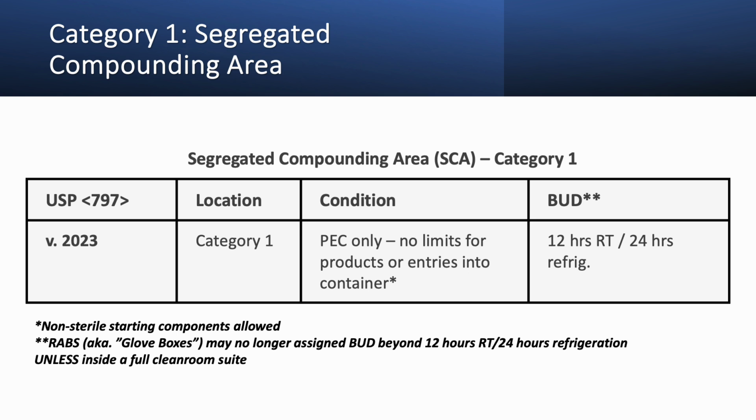As opposed to the older USP, where it set limitations on segregated compounding areas, there's no longer any limitations to the amount of products or the number of entries you make into a container for Category 1. It is important to understand that a RABS, or what's known as a glove box, must be located in a full cleanroom suite to get longer beyond use dates. If a RABS is placed inside of a segregated compounding area, you must only give 12 hours at room temperature or 24 hours under refrigeration.